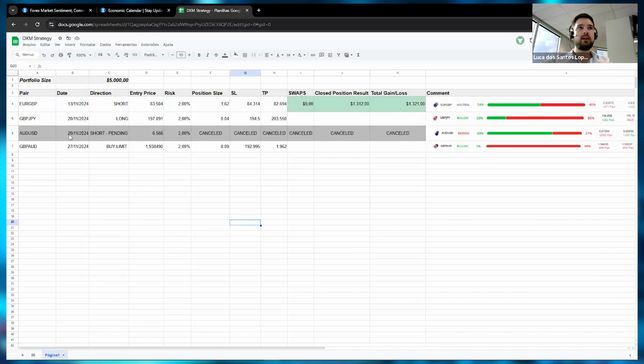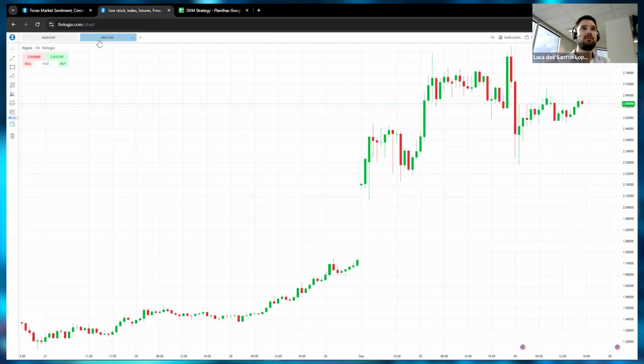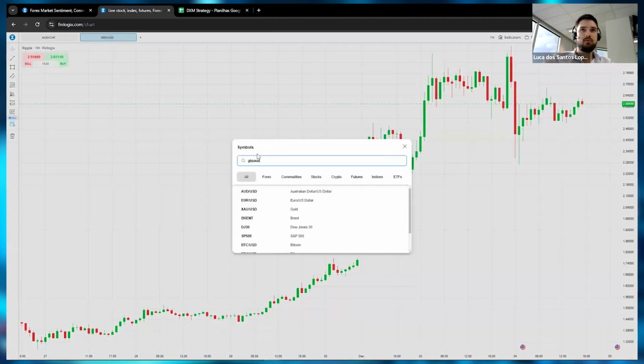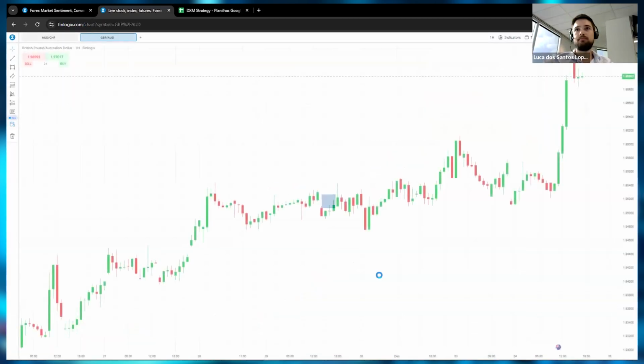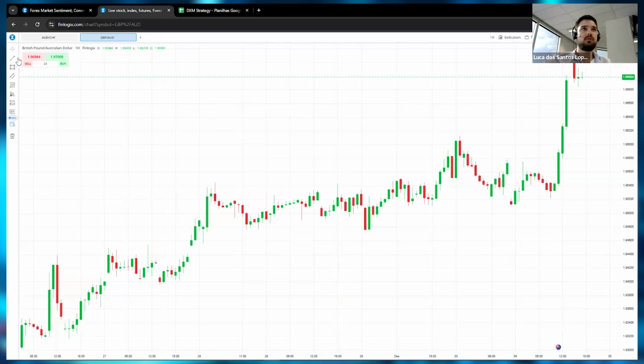What's going on here? So we had an AUD/USD cancelled, and then we had a GBP/AUD buy limit. I think this trade actually hits the stop loss, so let's have a look at the chart first. GBP/AUD, right? Yeah, GBP/AUD. That was a buy limit at this price. So let me put it in here, and then here.